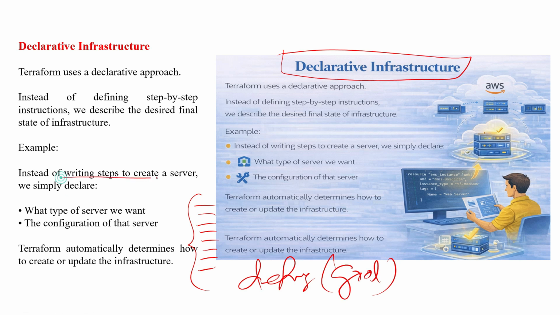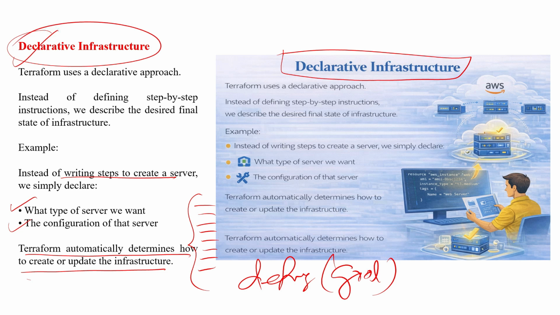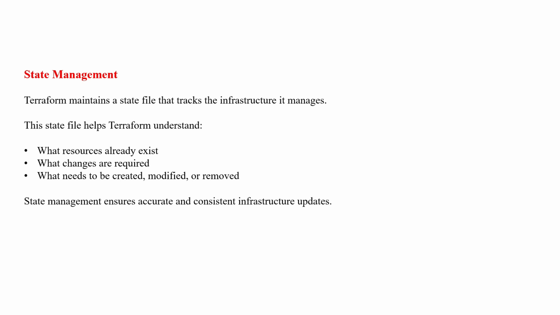Instead of writing step-by-step information to create a server, we can simply declare what type of server we want or the configuration of the server you want. Terraform automatically determines how to create or update the infrastructure. That means our infrastructure as code, Terraform, uses a declarative infrastructure.